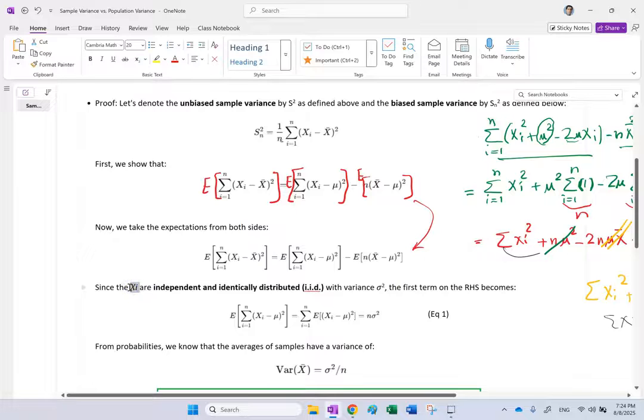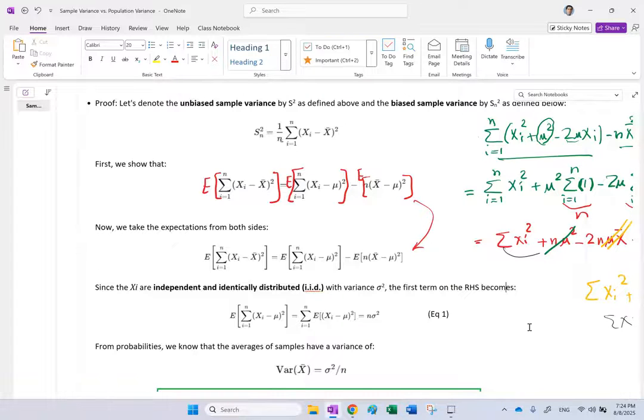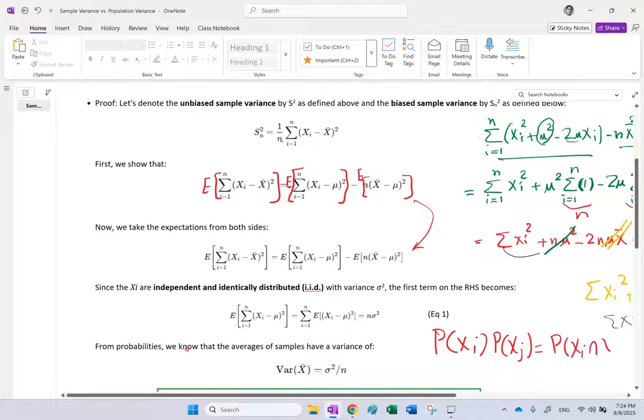So the probability of picking one and another one have no dependence, right? Okay, and if you want to know more about independence, I have a video where I talked about basic terms of probabilities, and you can see the definition of independence. Basically, it's P of xi times P of xj. This is the same as the joint probability. That is the independence, right?